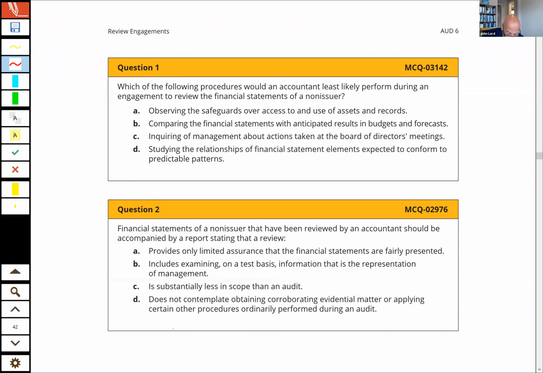Let's go ahead and take a look at this one. And most of us got it right, okay? The answer here is A. And again, they're asking us what is least likely to be done in a review. So it's sort of like our what-not-required flashcard, right? Observing safeguards over access to and use of assets and records, that would be in obtaining an understanding of the internal control part, which we are not required to do.